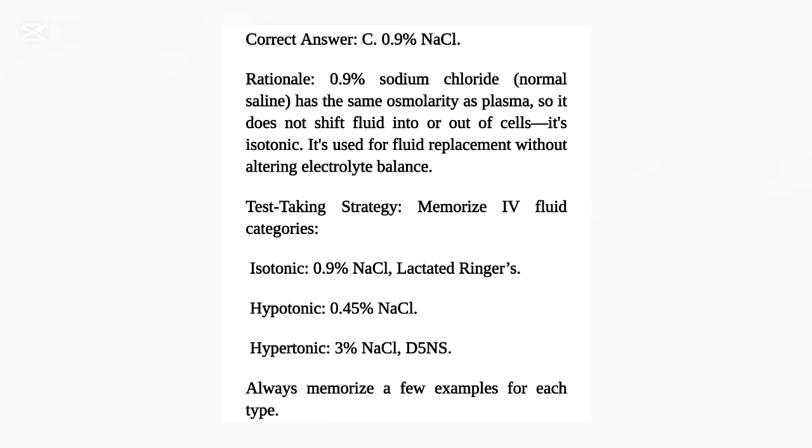Test-taking strategy: memorize IV fluid categories. Isotonic: 0.9% normal saline, lactated Ringer's. Hypotonic: 0.45% normal saline. Hypertonic: 3% normal saline, D5NS. Always memorize a few examples for each type.